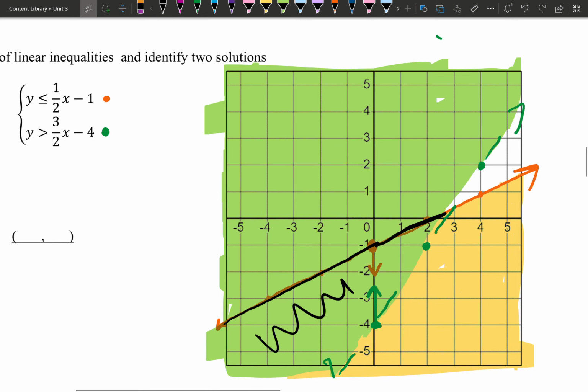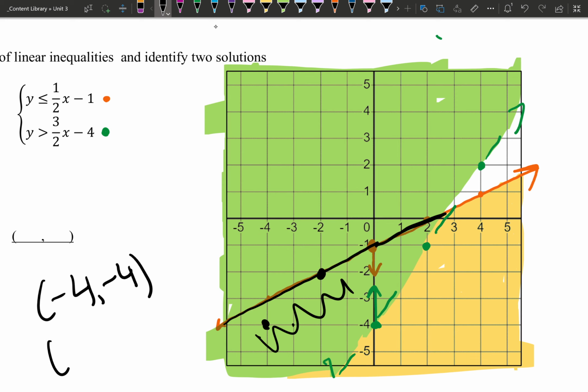Okay, let's name some solutions. How about -4, -4? That's right there. And let's pick one on the line right here, -2, -2. Fantastic.